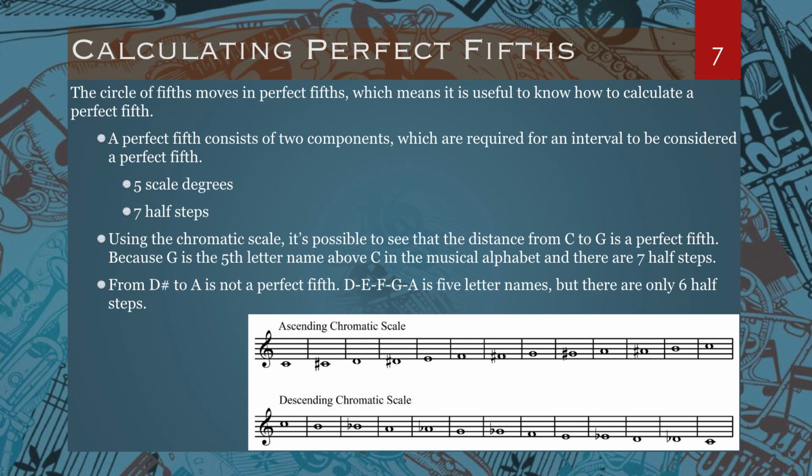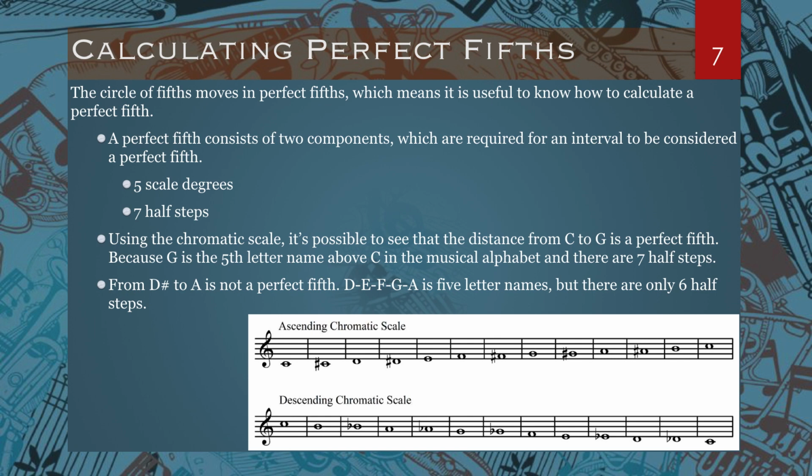So if you look at your ascending chromatic scale starting on the note C, if you go to C sharp, that's 1 half step. C sharp to D is 2. D to D sharp is 3. D sharp to E is 4. E to F is 5. F to F sharp is 6. F sharp to G is 7. So what that tells us is that C to G is both a generic fifth and a perfect fifth because there are 7 half steps.